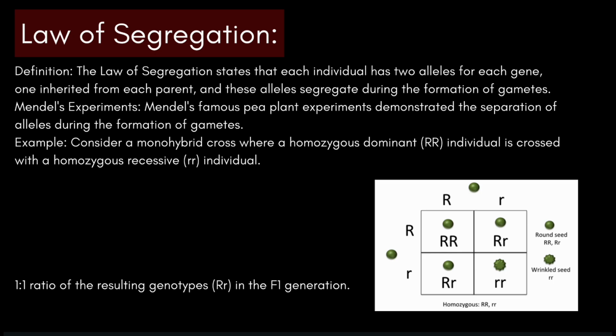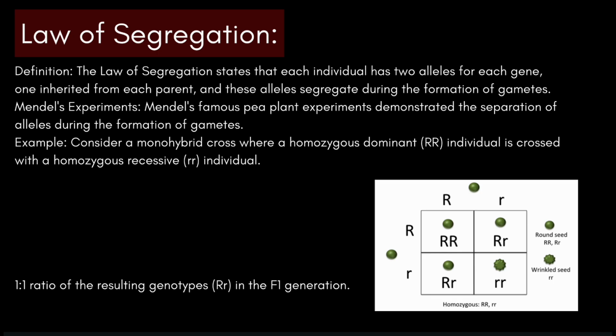So, I'd like to open up by talking about the law of segregation. The law of segregation states that each individual has two alleles for each gene, one that's inherited from each parent, and these alleles segregate during the formation of gametes. Mendel's famous pea plant experiments demonstrated the separation of alleles during the formation of gametes.